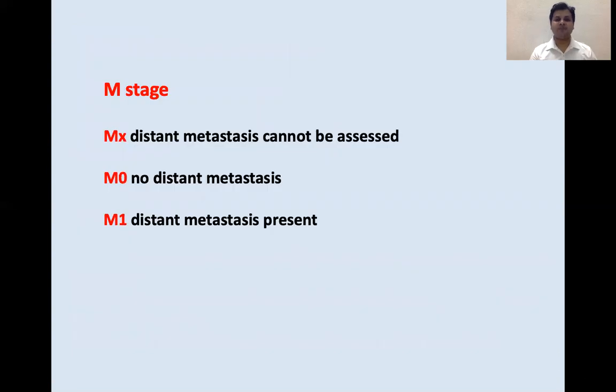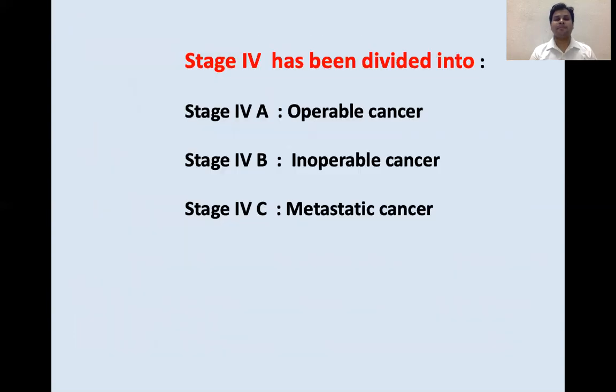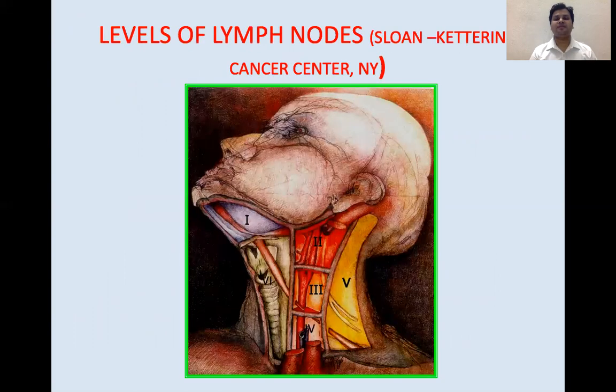Now M staging. MX, distant metastasis cannot be assessed. M0, no distant metastasis. M1 is the presence of distant metastasis. Now stage 4, A, B and C. Stage 4A is operable while 4B is inoperable. 4C is metastatic cancer. Now, the Sloan-Kettering cancer system classification, which gives the levels of lymph nodes.